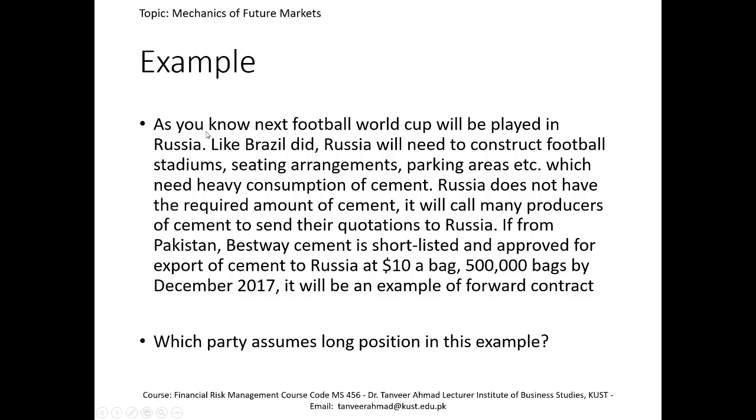So say, as you know, next Football World Cup will be played in Russia. This is an old example, so let's go with it. Like Brazil did, Russia will need to construct football stadiums, sitting arrangement, parking areas, etc., which need heavy consumption of cement. Russia does not have the required amount of cement. It will call many producers of cement to send their quotations to Russia. If from Pakistan Best Cement is shortlisted and approved for export of cement to Russia at $10 a bag, 5 lakh bags by December 2020, ignore this 2017, it will be an example of forward contract.